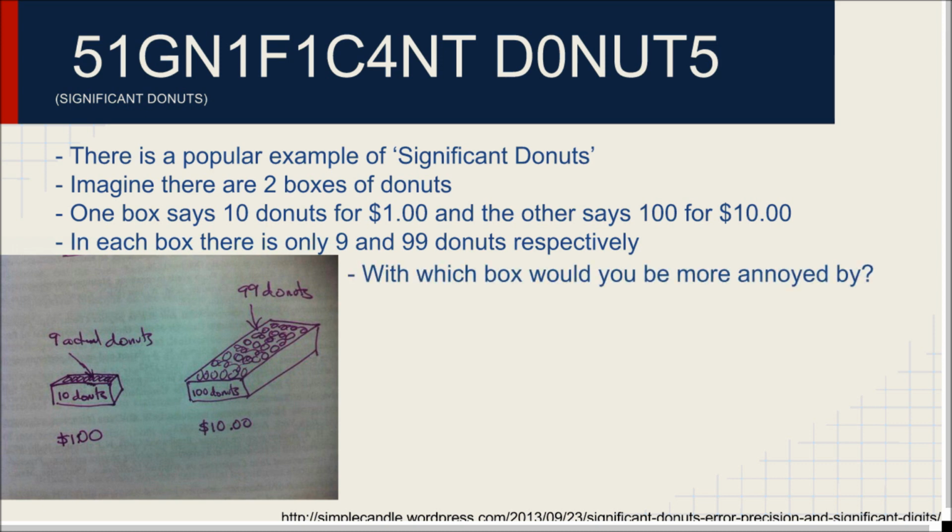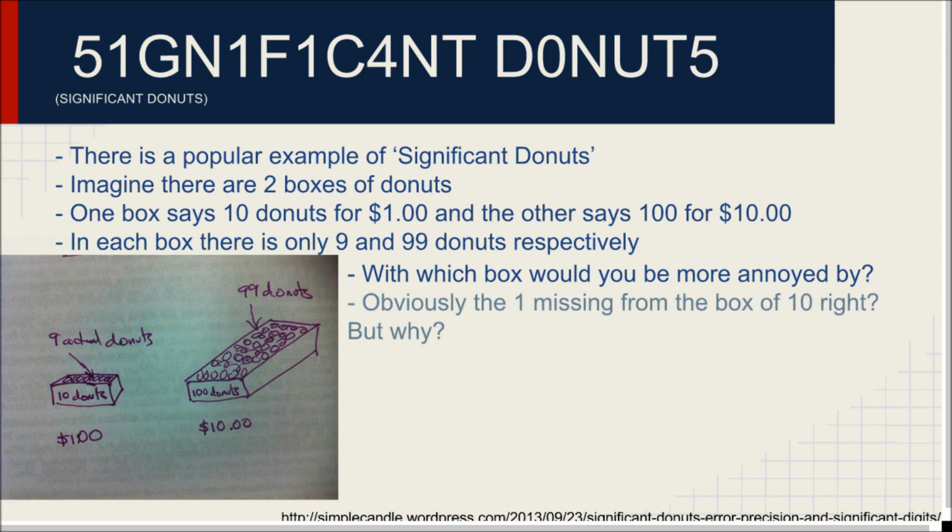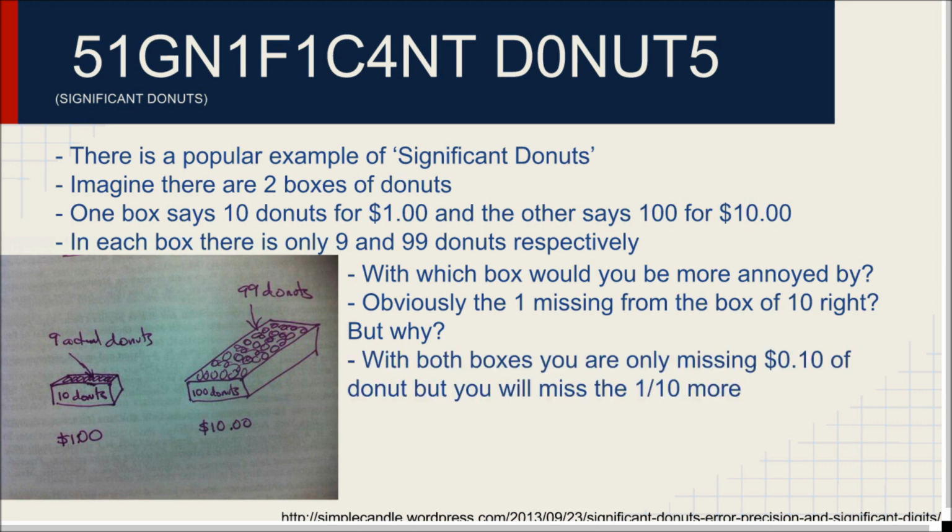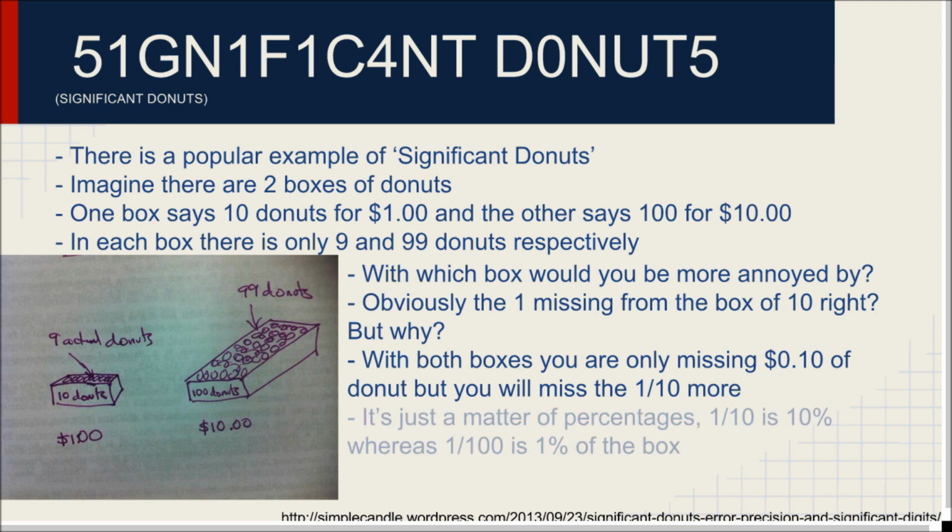Which box would you be more annoyed by? Of course it would be the one missing from the 10. But why? With both, you're only missing one donut, and you're still only missing 10 cents, but you'll miss the 1/10 more. Simply for the reason that 1 over 10 is 10%, and that is more than 1 over 100, which is 1%.